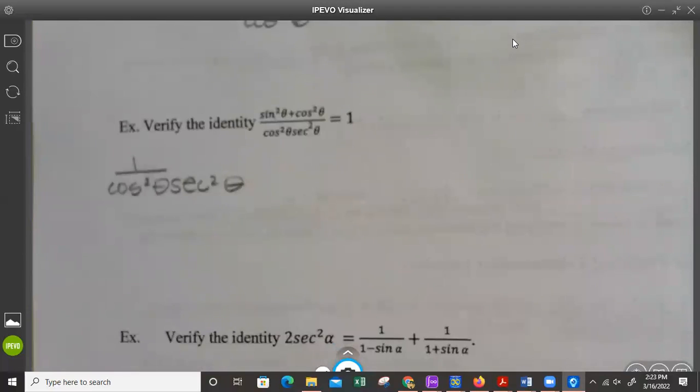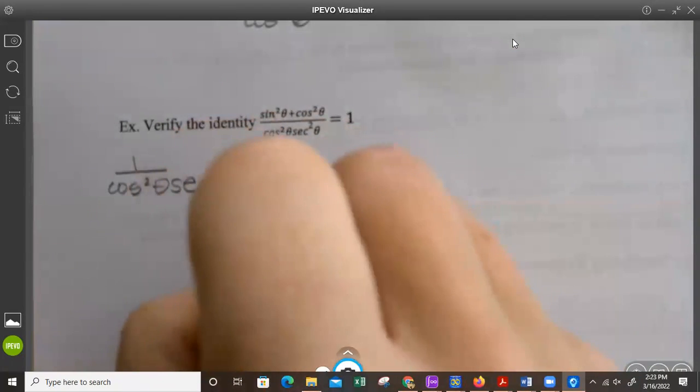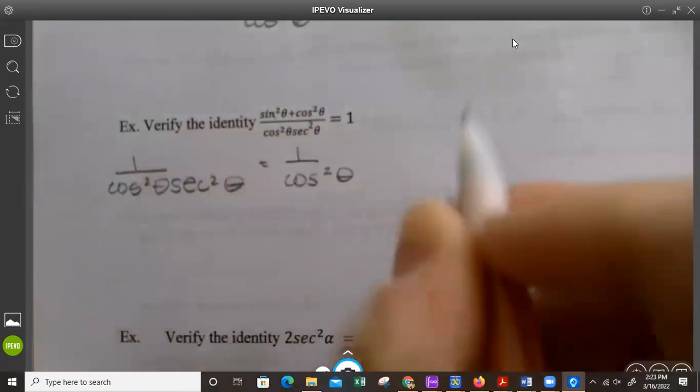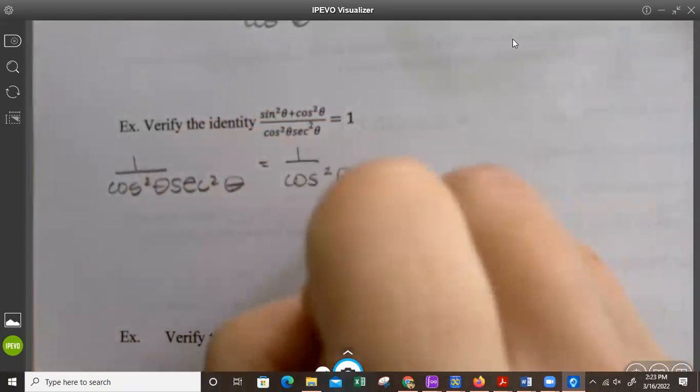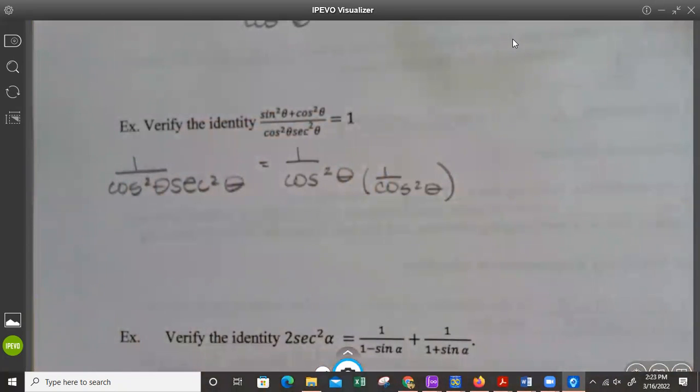What's the hard part now? Which part of it though? The secant. Remember, cosine's a simple one, right? It's good. Well, what is secant? So what we have, 1 over cosine times 1 over cosine. What do you say?